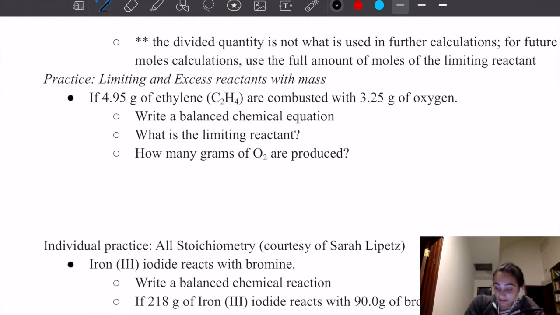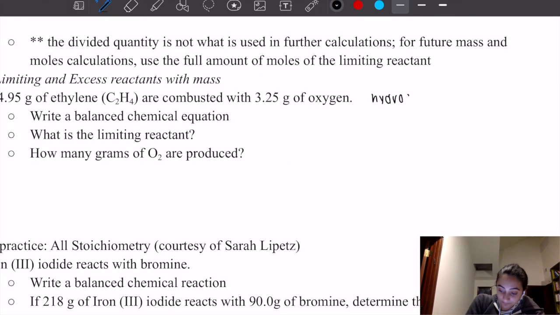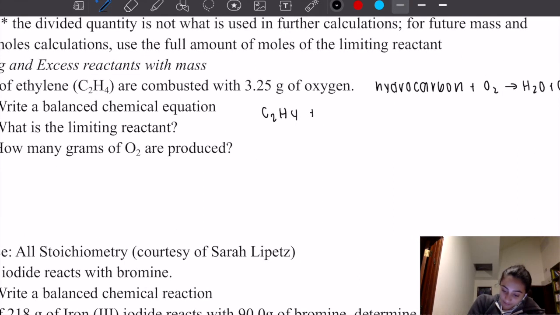We know this is a combustion reaction, which means we are going to have a hydrocarbon plus oxygen yield H2O and CO2. So let's write our hydrocarbon, C2H4, plus O2, and then that yields CO2 and H2O.